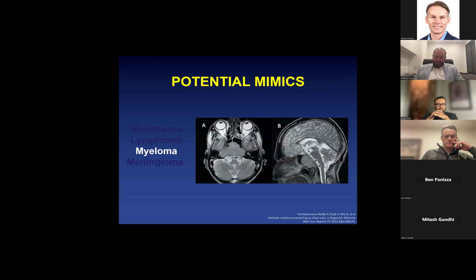This patient presented with diplopia, and you can see a plasmacytoma that's centered on the clivus and has invaded into the cavernous sinuses bilaterally.